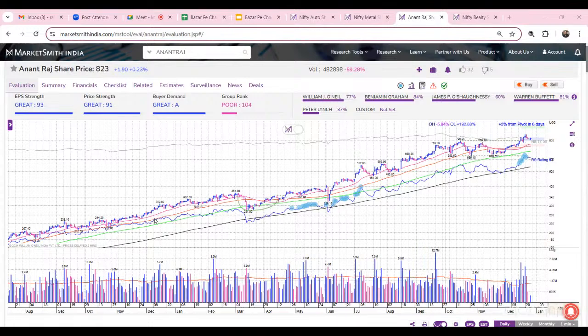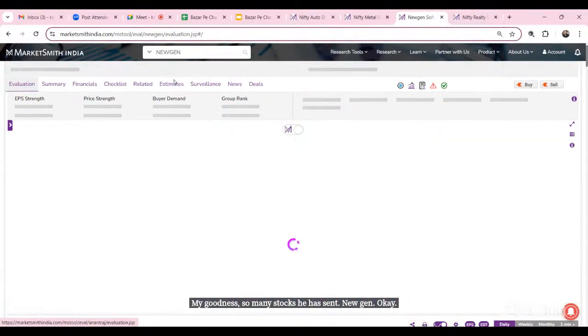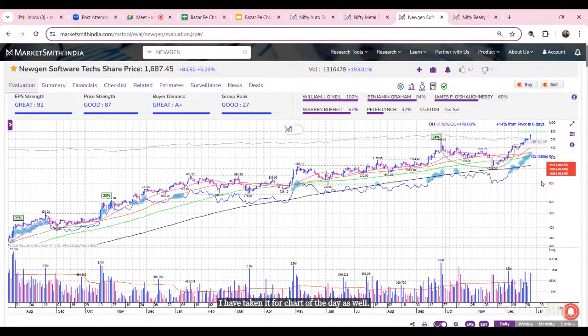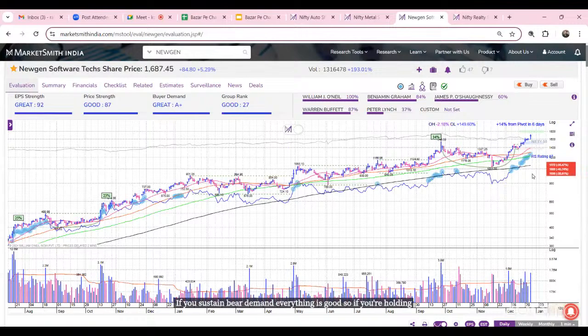Newgen. My goodness, so many stocks he has sent. Newgen, okay. I have taken it for the chart of the day as well. It is standing with a bullish trend. There is no weakness in this particular stock. After this breakout, the stock has gained around 14% in just 6 days. We have seen that the market is so volatile, but the stock has done really well. If you look at its volume part, the volume accumulation is quite good. It is above average volume. The spike is really good. EPS strength, buyer demand, everything is good. So if you're holding the stock, then you can remain invested in it.